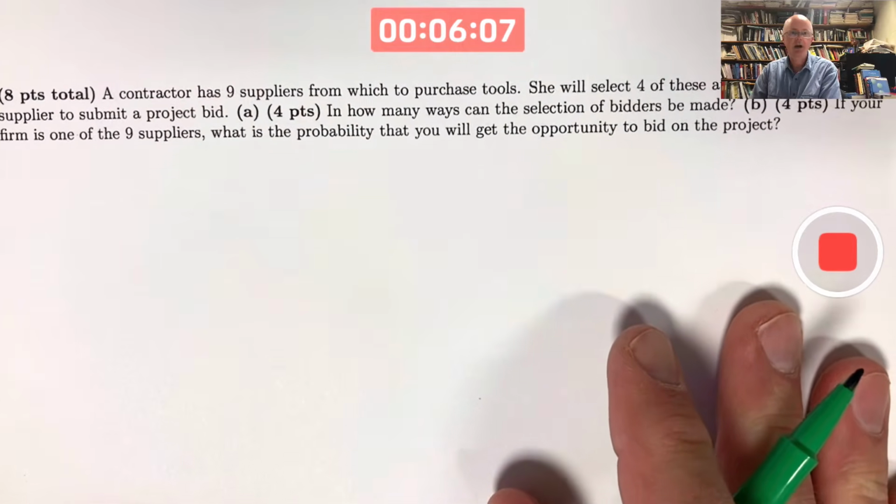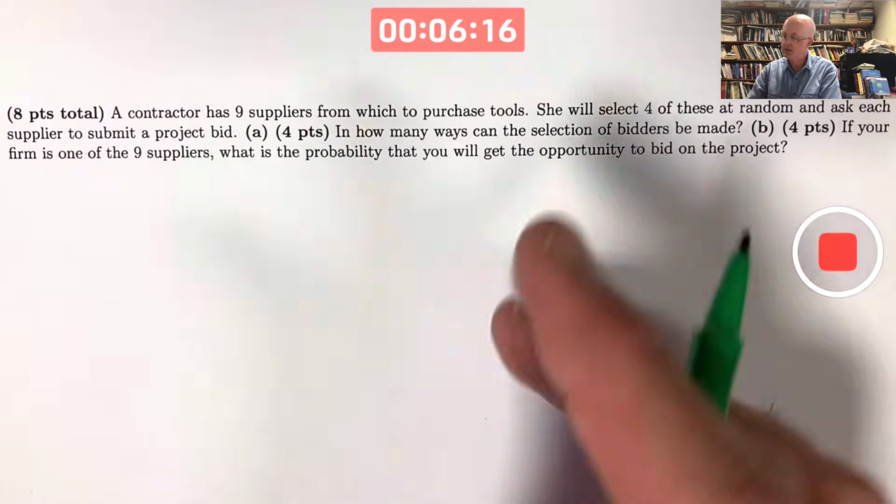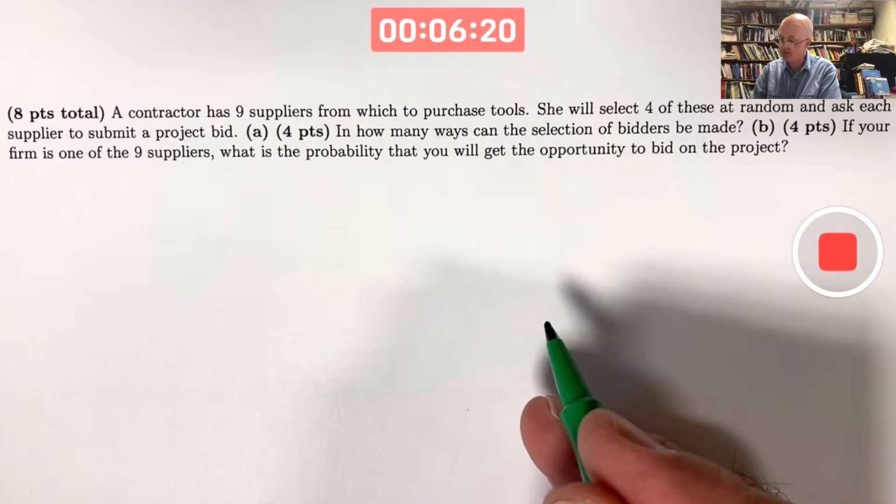Number 2, a contractor has 9 suppliers from which to purchase tools. She will select 4 of these at random and ask each supplier to submit a project bid. Okay, so it's this woman doing the collecting of these different suppliers that she wants to purchase tools from.